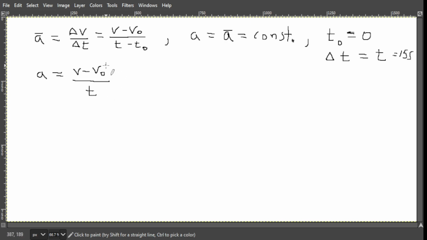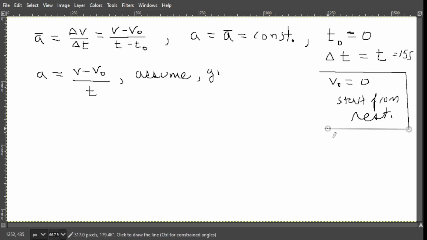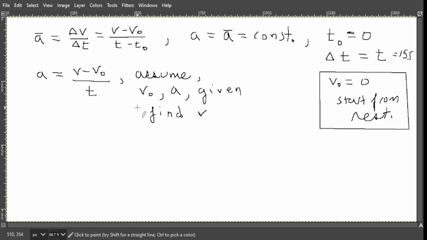Now what I'm going to do with this equation is solve it for the final velocity. So here I'm going to assume that the initial velocity and the acceleration are given, let's say. Think of it this way: given the initial speed, say if you start at rest, then v0 equals 0. That means start from rest. So we're going to assume v0 and acceleration are given, and you want to find the final velocity. And you have this equation right here, our simplified equation. So just solve for the final velocity.